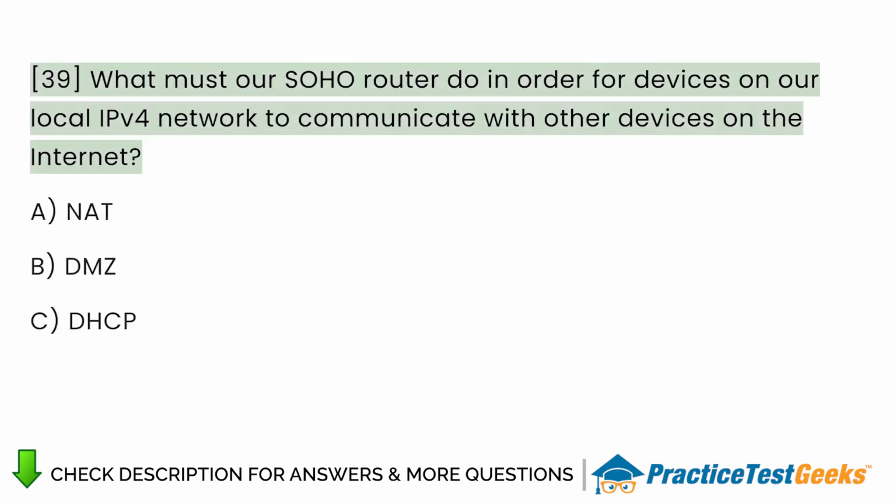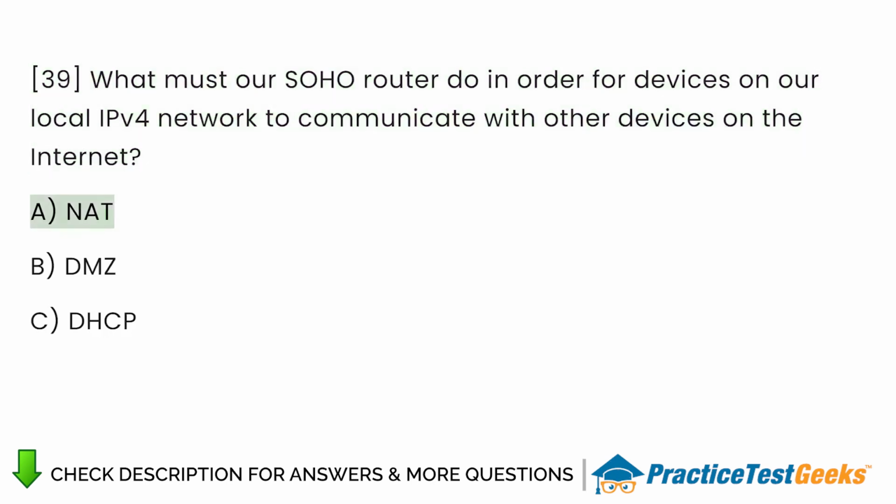What must our SOHO router do in order for devices on our local IPv4 network to communicate with other devices on the Internet? A. NAT. B. DMZ. C. DHCP.